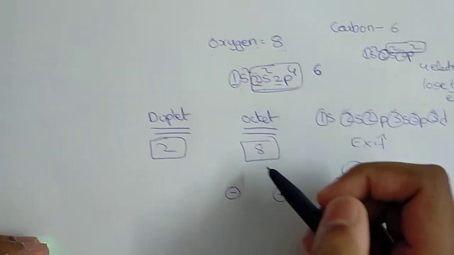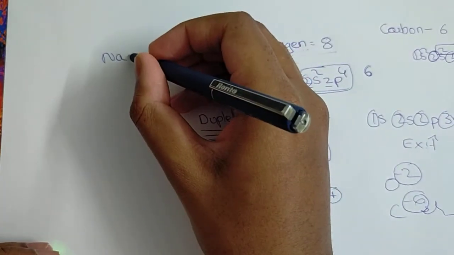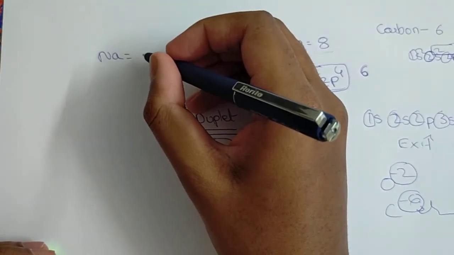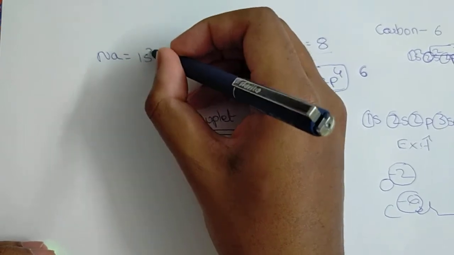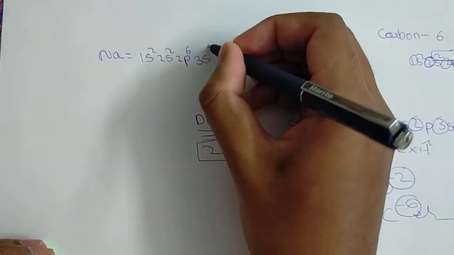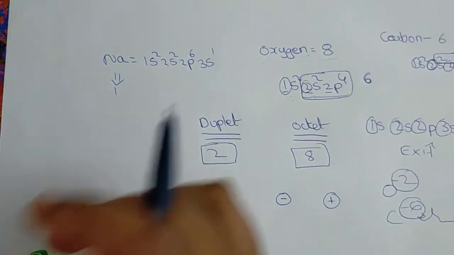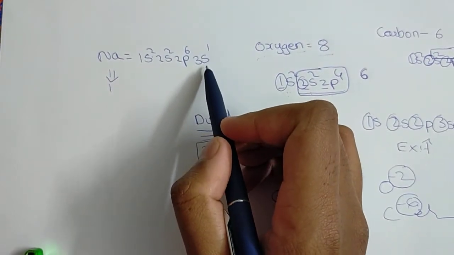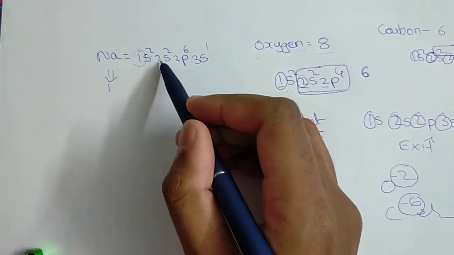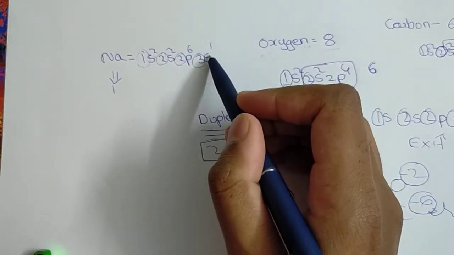So let's consider an element sodium. Symbol of sodium is Na, and its Latin name is natrium. Now let's write the electronic configuration of sodium: 1s2, 2s2, 2p6, 3s1. Atomic number of sodium is 11. Now there are 11 electrons which are accommodated in its shells. Let's observe how many shells are present: first shell, second shell, third shell. In the third shell there is only one electron.